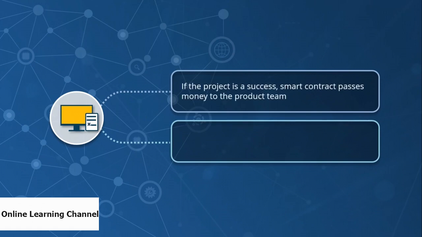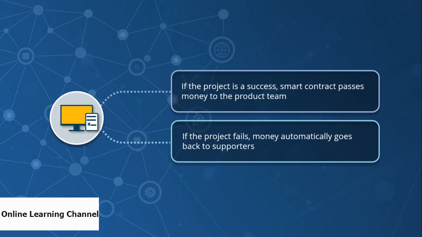If the project is a success, that is, the fundraising target has been reached before the deadline, then the smart contract will pass over the money it holds over to the product team. And on the other hand, if the project were to fail, then the money is automatically refunded back to the original supporters.